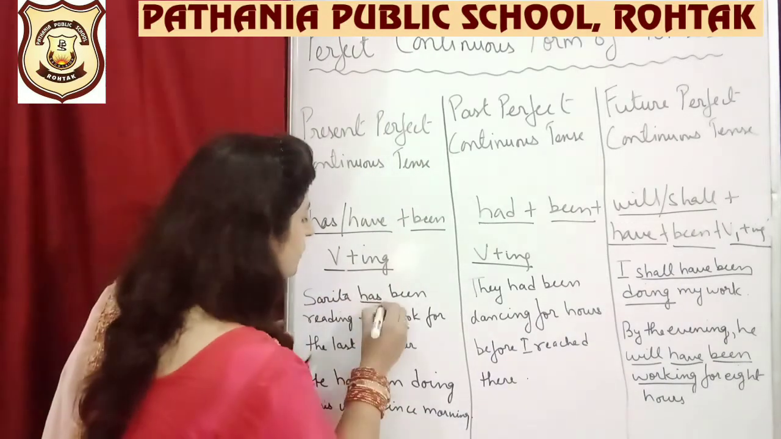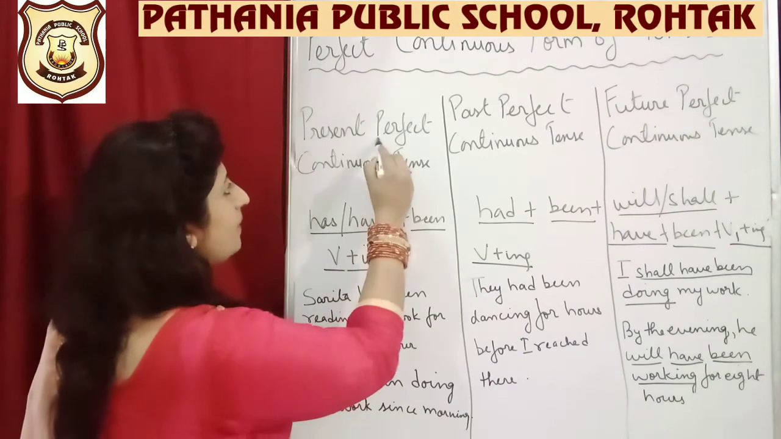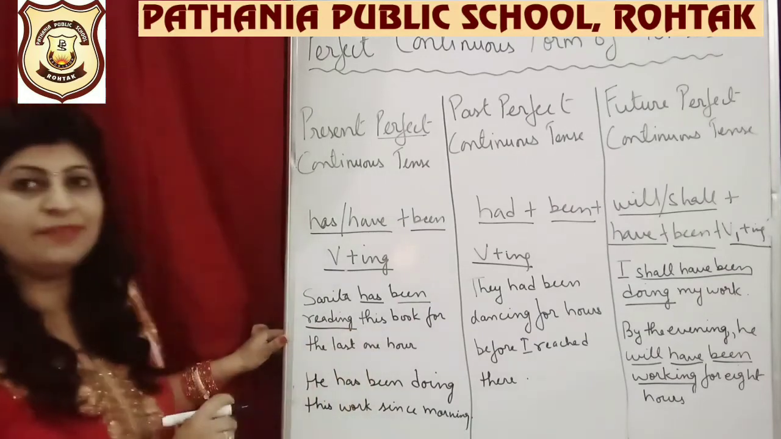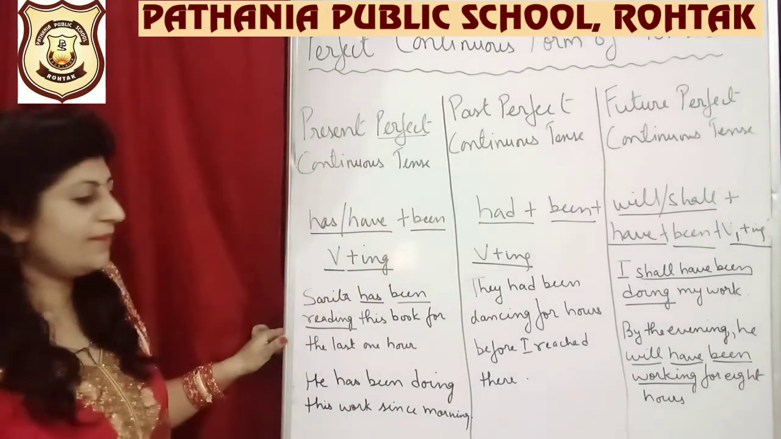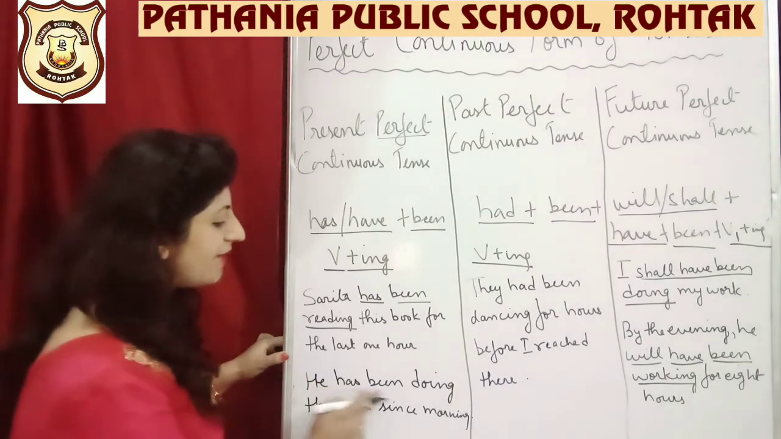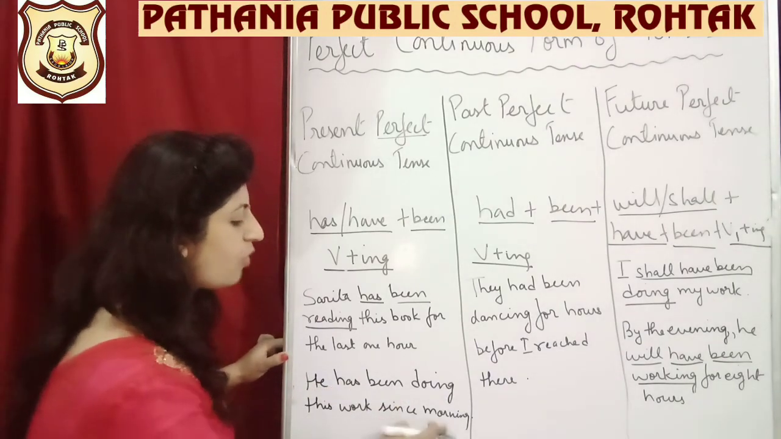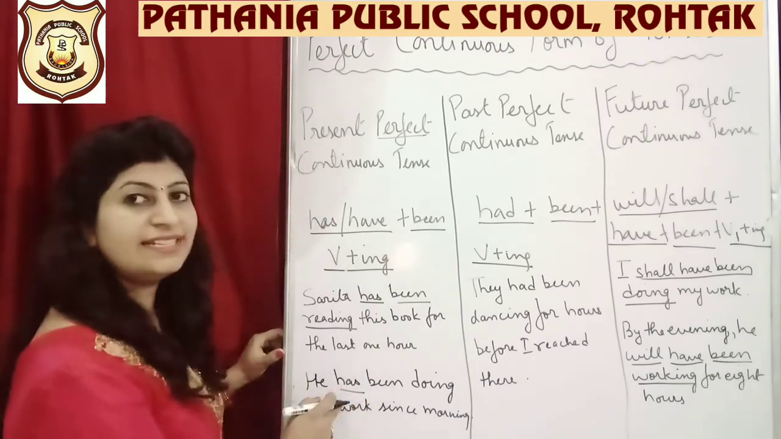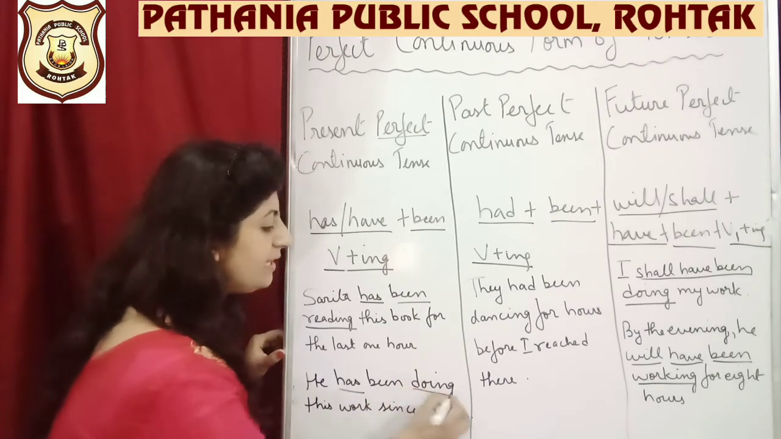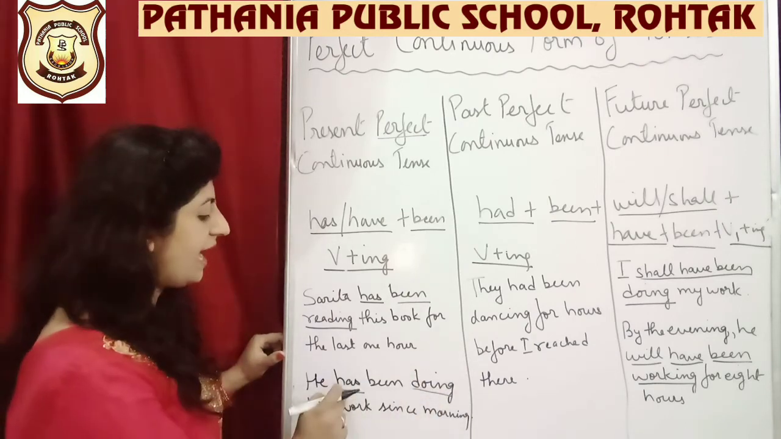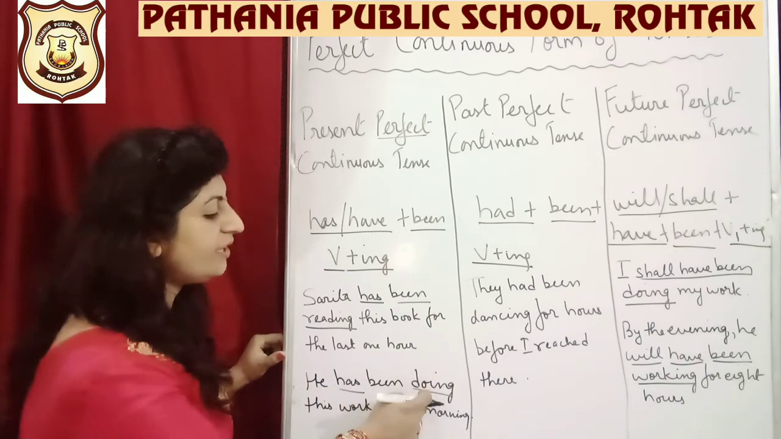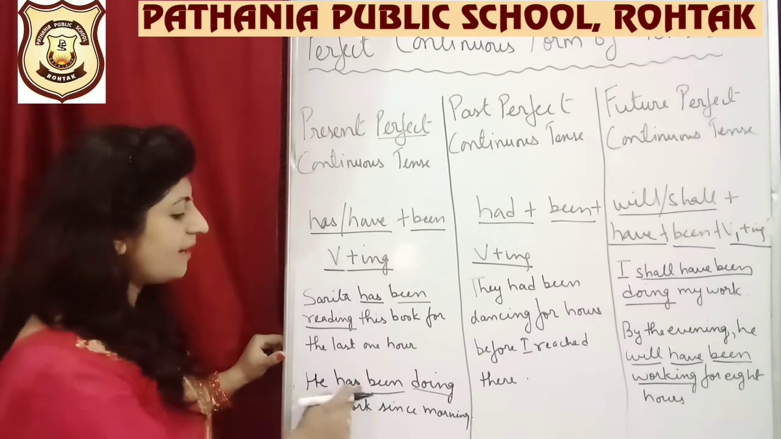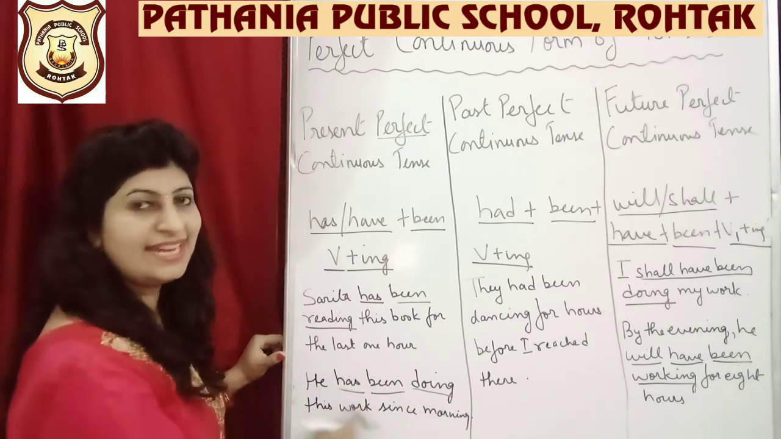So the word has is telling me that it is perfect. Been and ing is telling me it is continuous. Okay. Another example, he has been doing this work since morning. So what are you seeing out here? Has, that means it is present. Doing, that means it is continuous. Has means present perfect. Doing means continuous. And been is used, that means present perfect continuous tense.